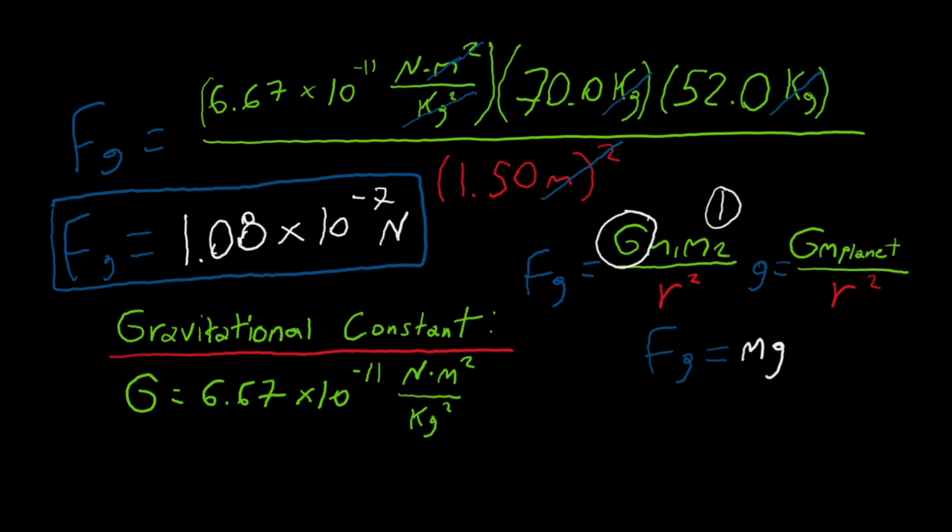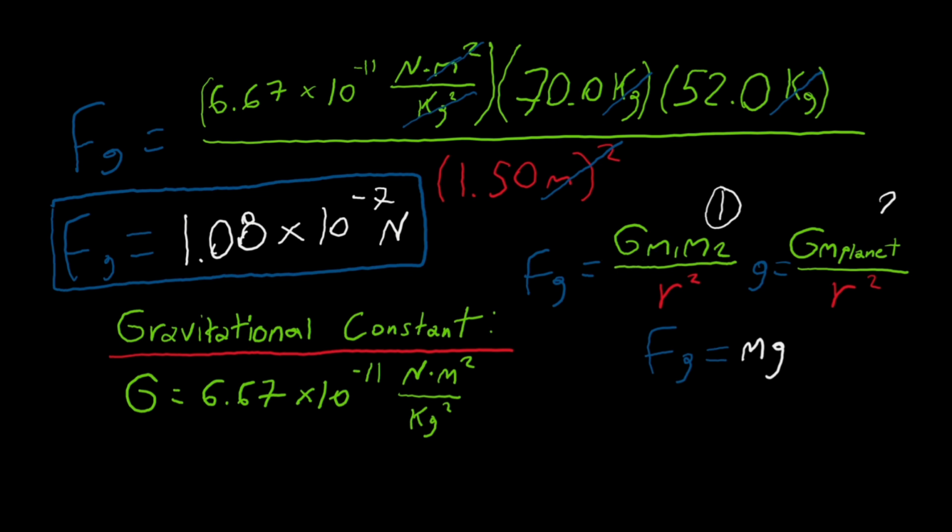If this number seems very low to you, that's because it is. The force of attraction between what looks like two humans, being 70 kilograms and 52 kilograms, is very negligible compared to the force of attraction between two planets, which are 1,000,000 times more massive and are a lot bigger.